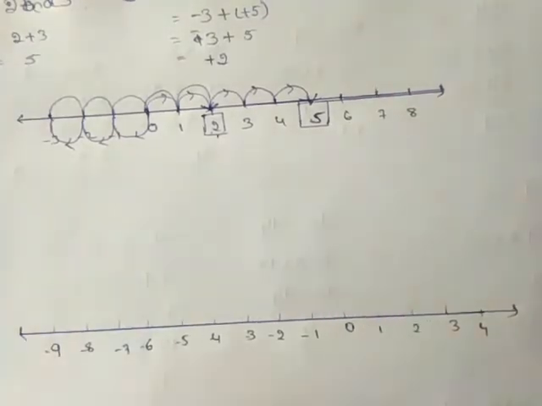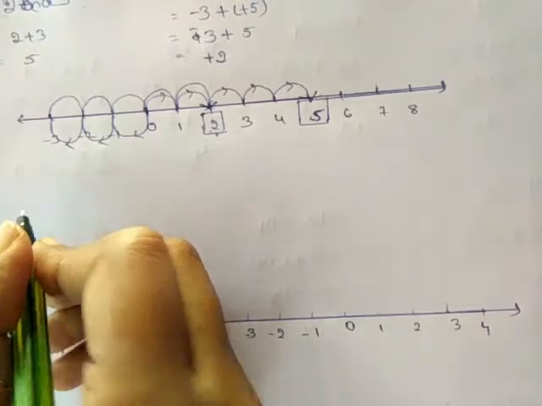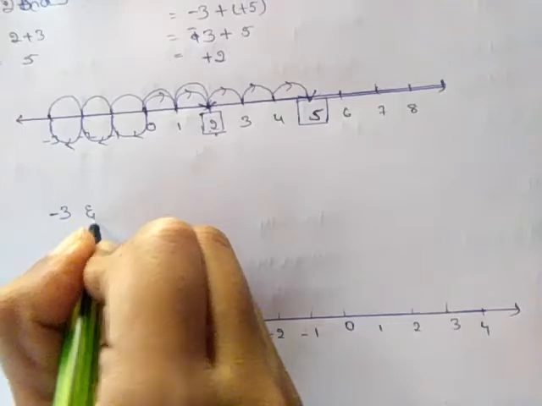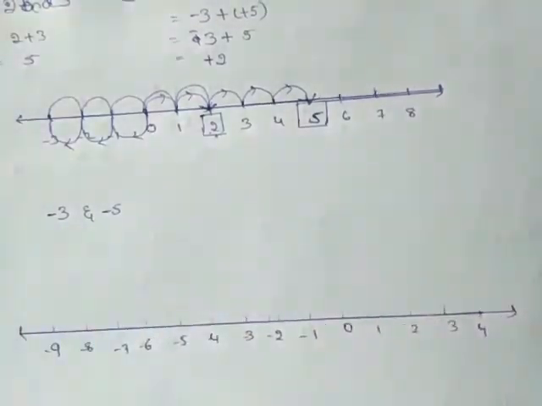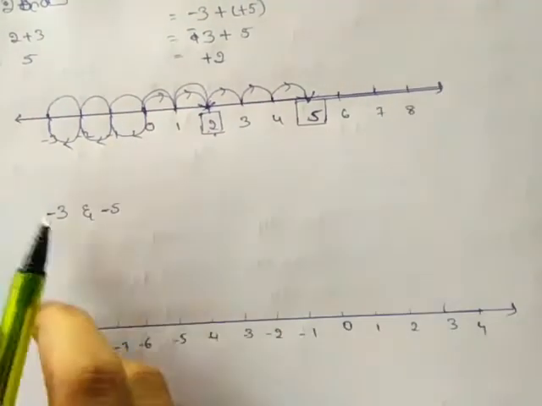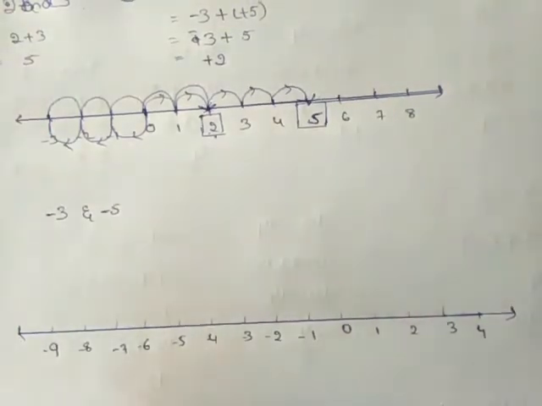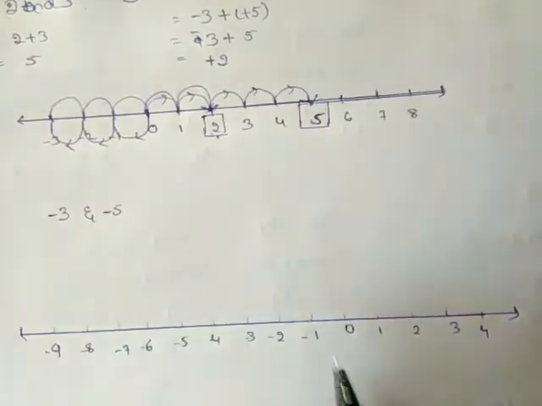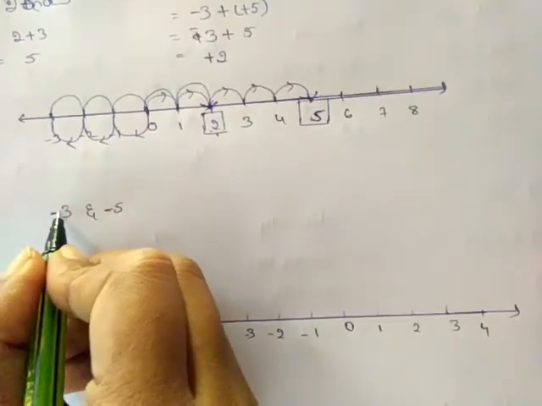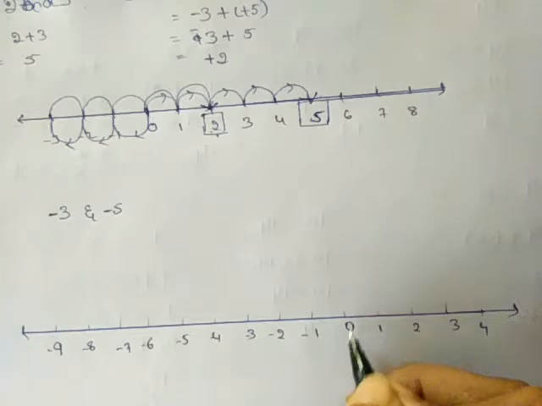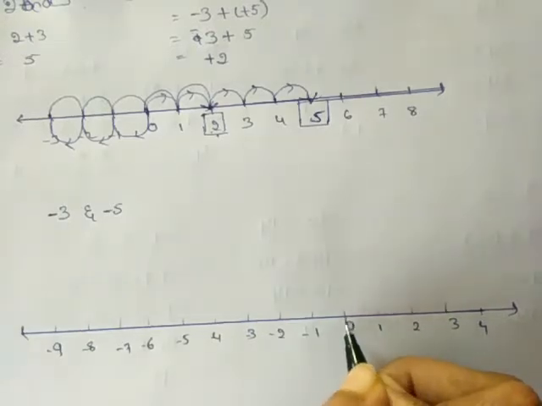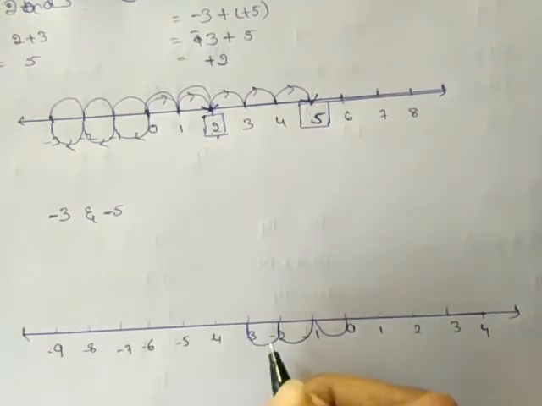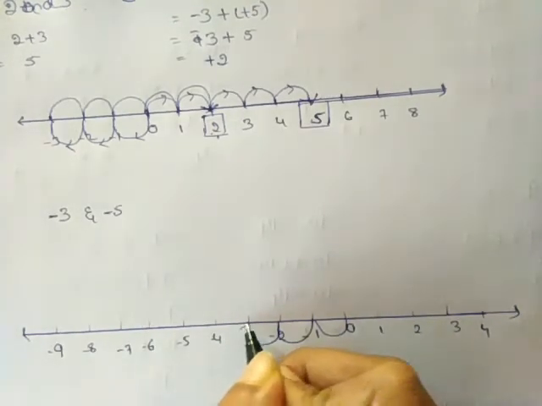We'll take one more example. Now, represent minus 3 and minus 5 on the number line. Both are negative, so it will be on the left side now. From 0, first it is minus 3, so we need to move 3 steps to the left: 1 step, 2 steps, that is minus 3 steps. We moved here minus 3 steps.